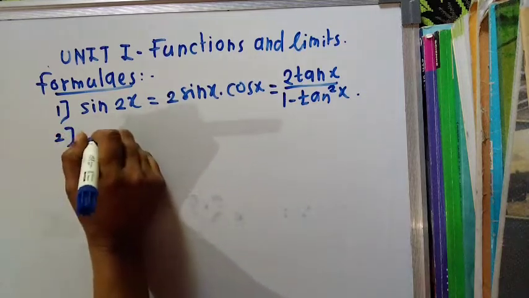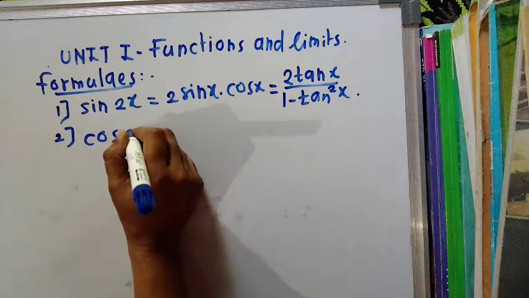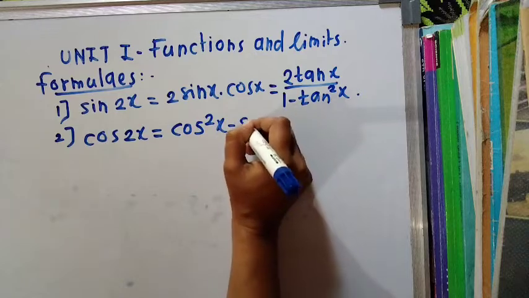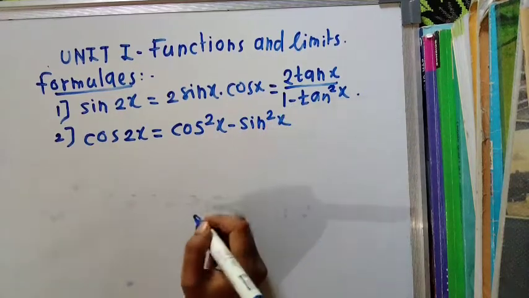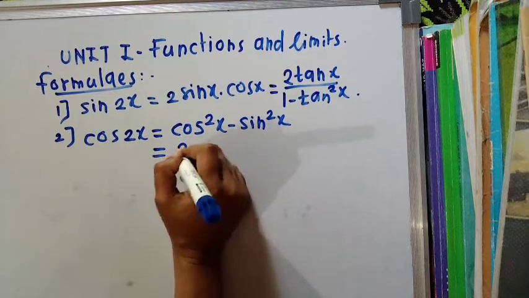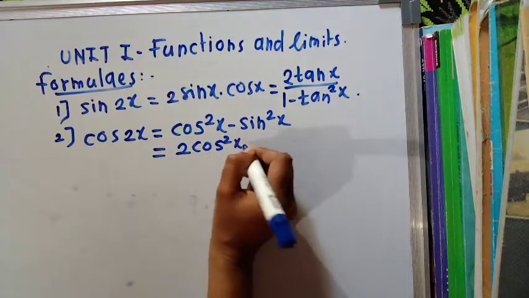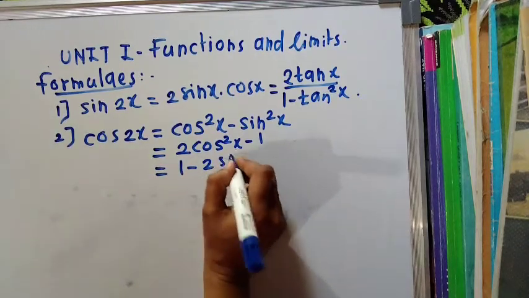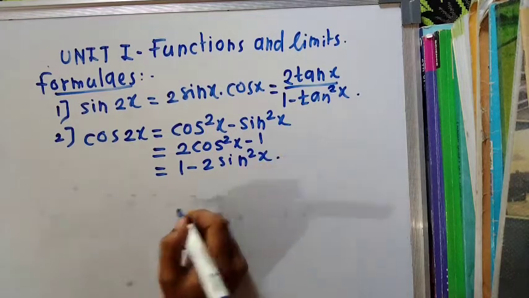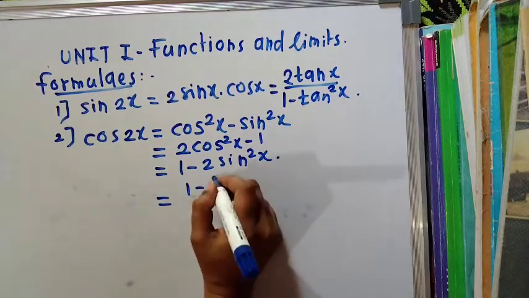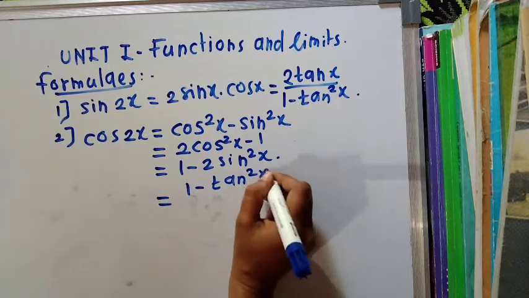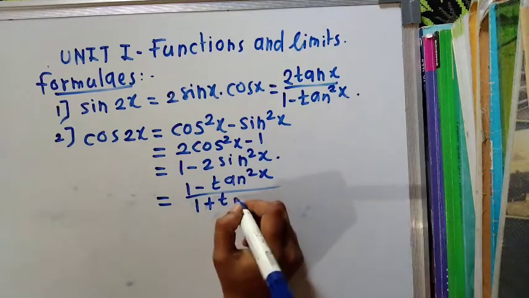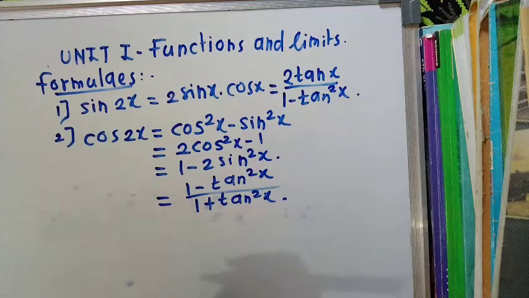Then second formula, cos 2x, which is equal to cos square x minus sin square x, which is equal to 2 cos square x minus 1, which is equal to 1 minus 2 sin square x, and which is equal to 1 minus tan square x divided by 1 plus tan square x.